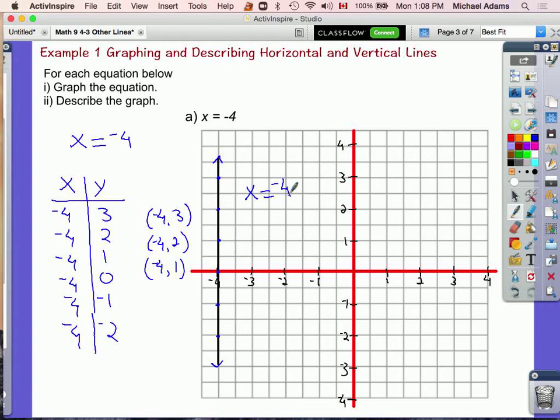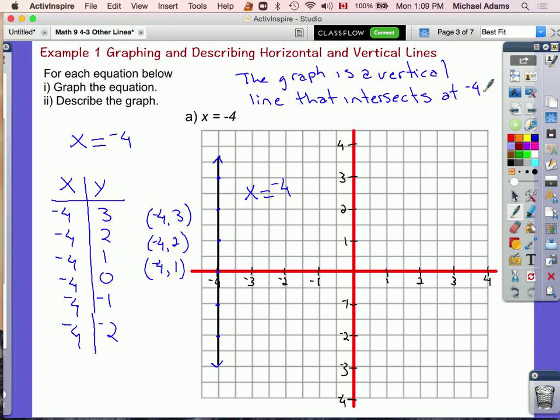Now the next part says describe the graph. Well, that's pretty straightforward. Okay, so we could say that the graph is a vertical line that intersects at -4. So that's my description. So I've graphed it and I've described it.